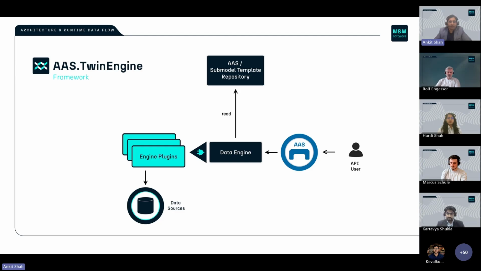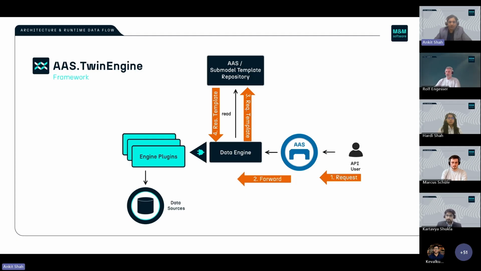Now, I will walk you through how the data flow works across all these components and how the user finally gets the complete AAS. When a user makes a request, it comes through the application gateway to the data engine. The data engine then loads the requested template from the template repository, as mentioned by Marcus earlier. At this stage, the template contains only a structure, but there are no actual values inside it.